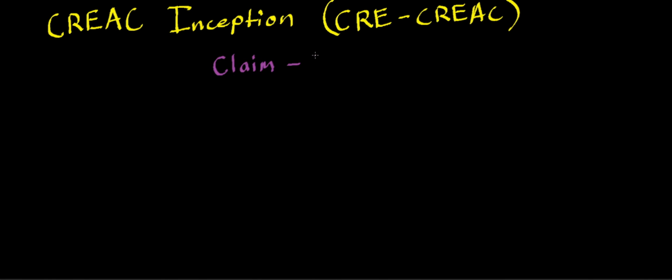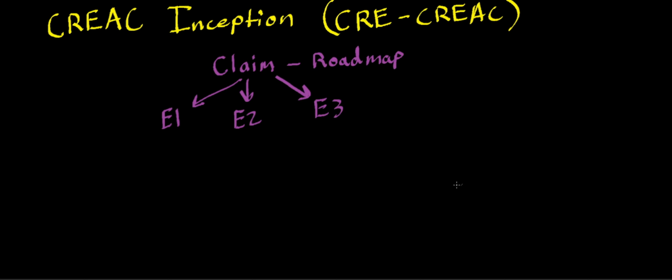And recall that in a claim, you want to include a roadmap that lays out the elements and disposes of the obvious. So let's say that within this claim there are three elements. So element 1, element 2, and element 3. And in your roadmap, you say element 1 is obvious. We don't need to talk about that anymore.